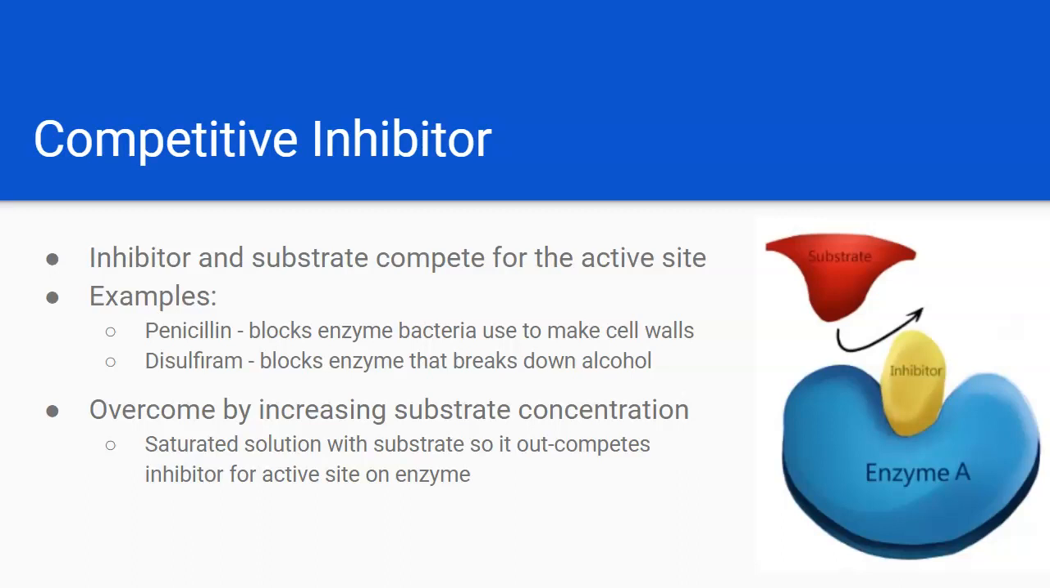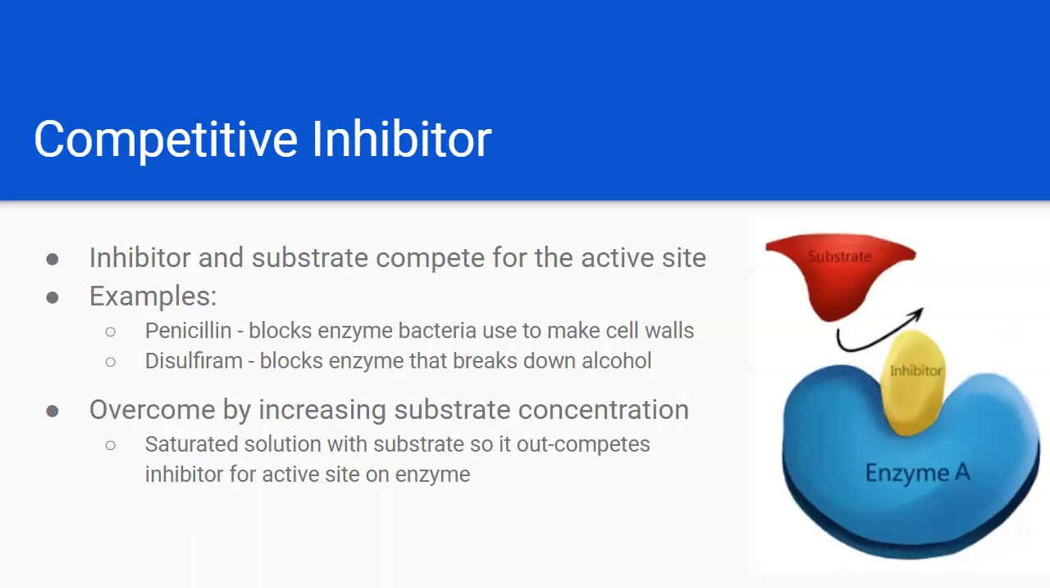Penicillin is an example of this. It is a competitive inhibitor for the enzyme that helps bacteria make cell walls. And if bacteria can't make cell walls, they die, which is why penicillin is awesome. Disulfiram is another one. It inhibits an enzyme that breaks down alcohol, so it is often used as a detox medication for those who have trouble with substance abuse. It basically makes them sick because you can't break down alcohol, so it acts as a competitive inhibitor there.